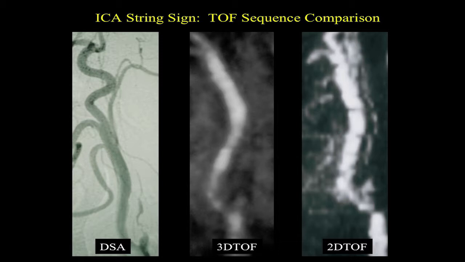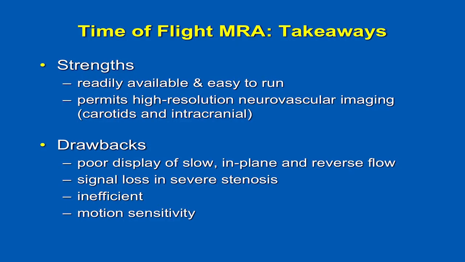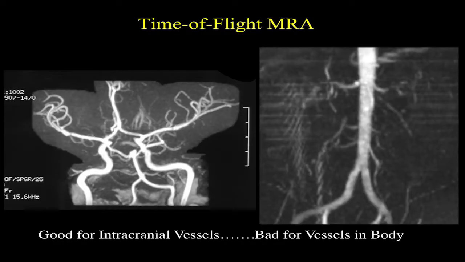These techniques tend to be quite sensitive to motion and are quite time-consuming. So the strengths of time of flight: very simple, widely available. Actually works quite well, especially at 3 Tesla for intracranial imaging, but it's very sensitive to flow patterns, sensitive to dephasing with severe stenoses, and I think the biggest problem is they're quite sensitive to motion. So you can use them in the intracranial circulation, but really in the body they're not good.